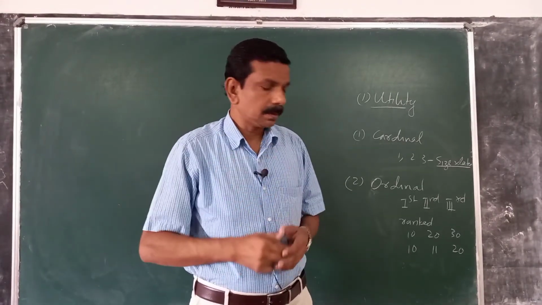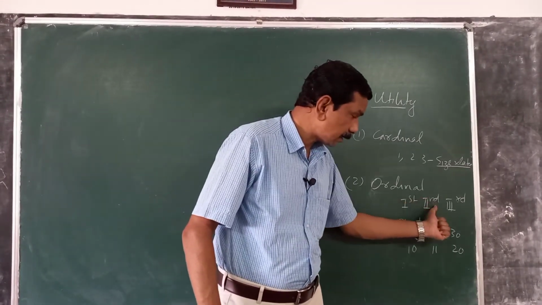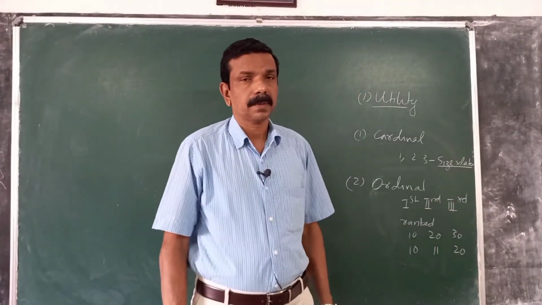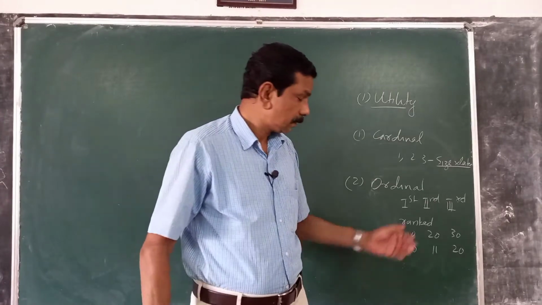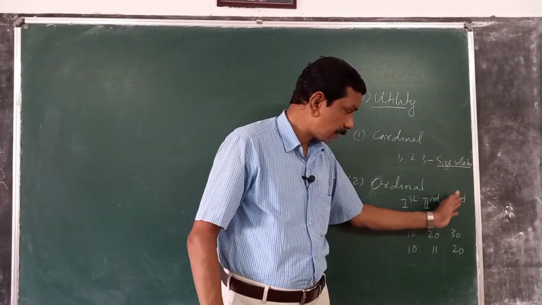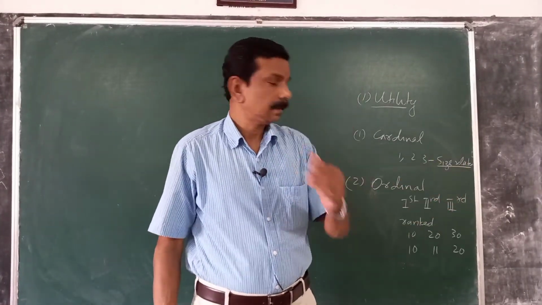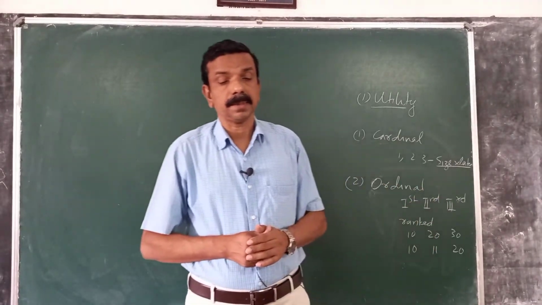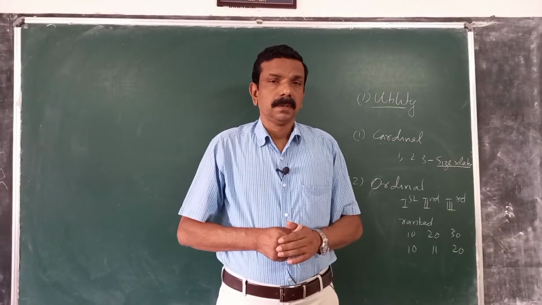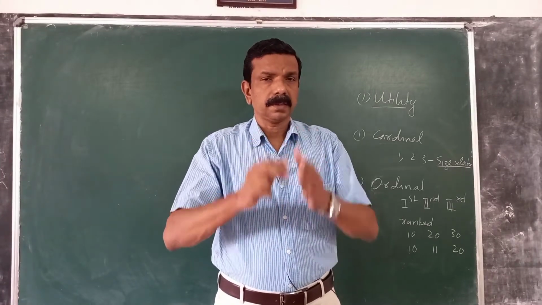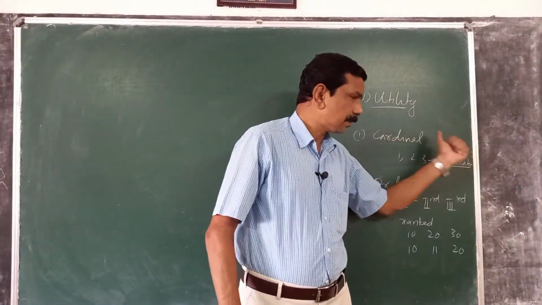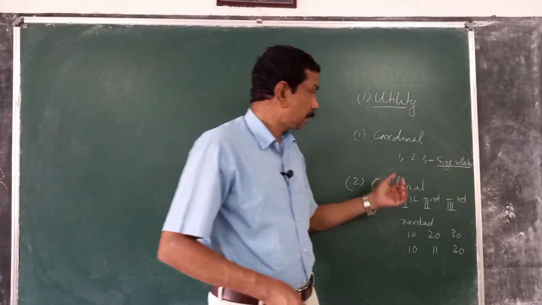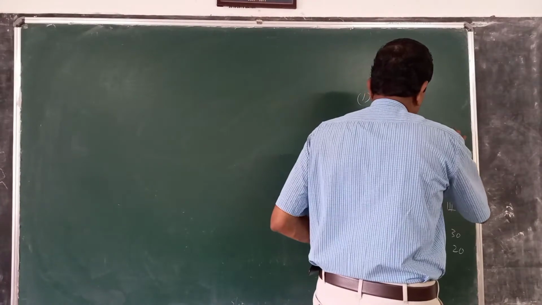What is known to us is that first is greater than second, second is greater than third, like that. Such numbers are known as ordinal numbers or ranked numbers. Now, if you define utility as cardinal utility, it means that utility is measurable.